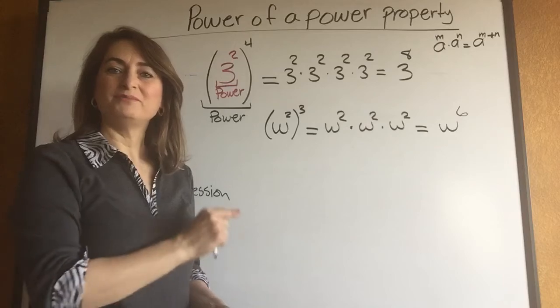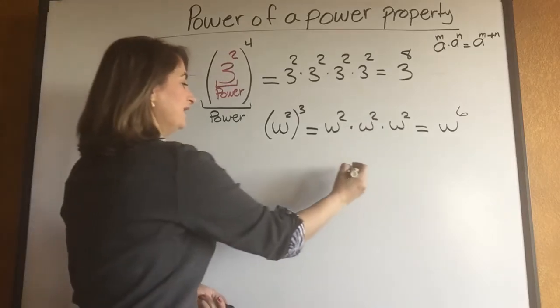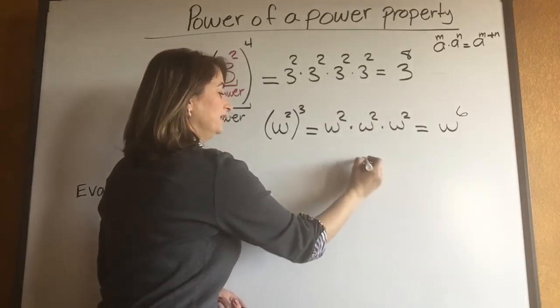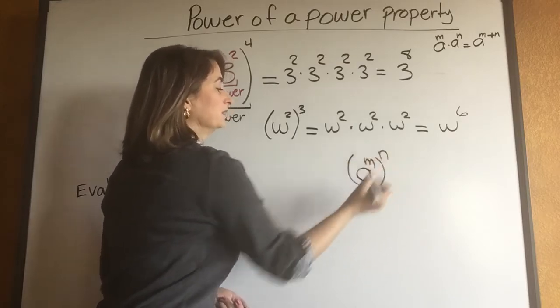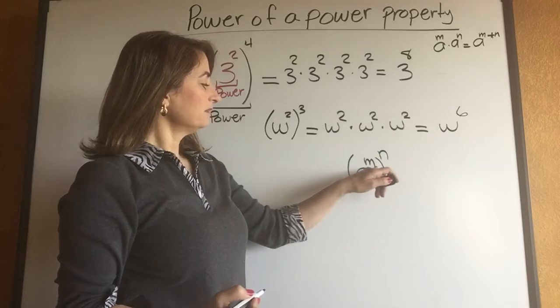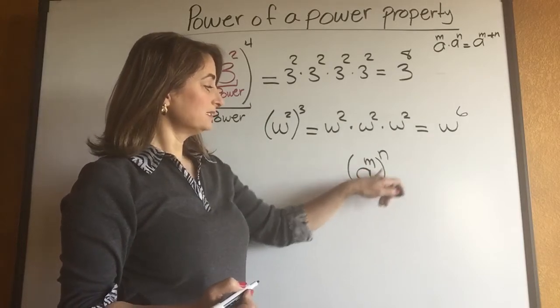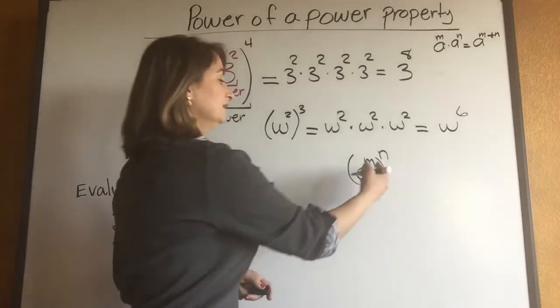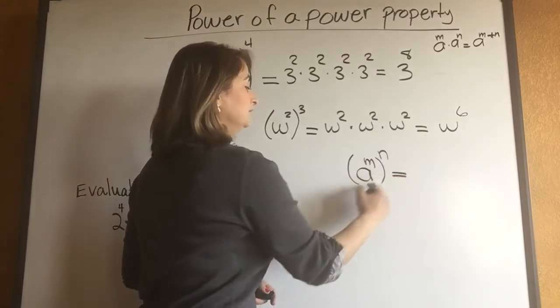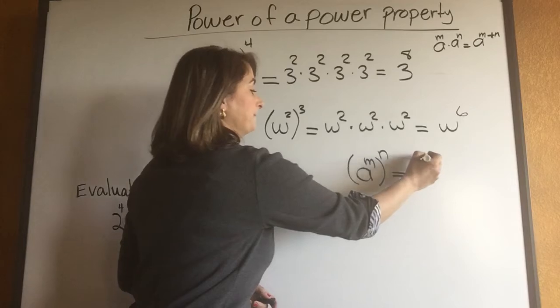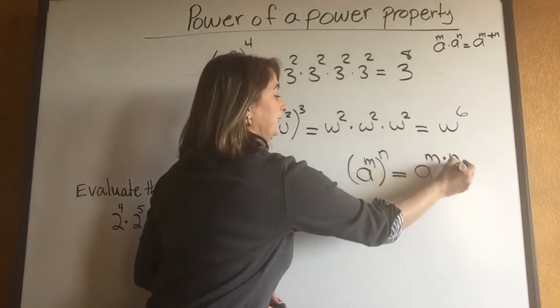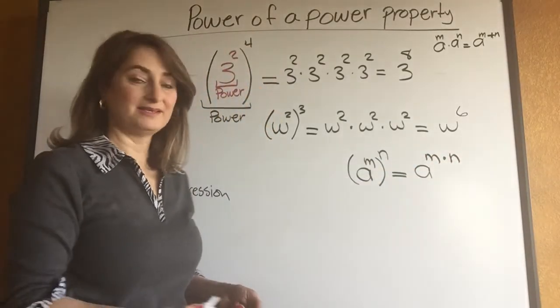So the power of a power property states, if you have a power with a base of a and exponent of m, trying to find the second power where a to the power of m becomes the base and the exponent of n, you keep the base the same, which is a, and you multiply the exponents m times n. Let's try it one more time with an example.